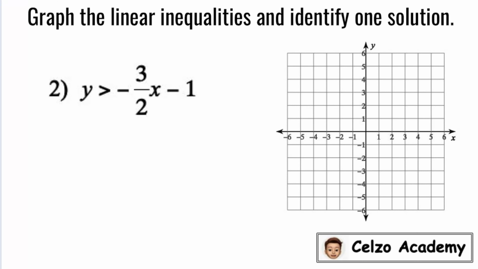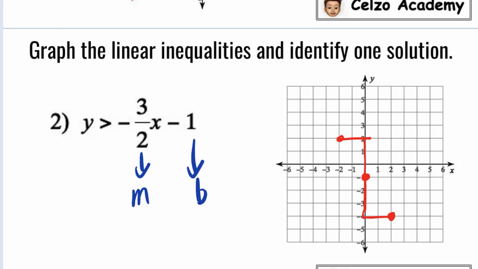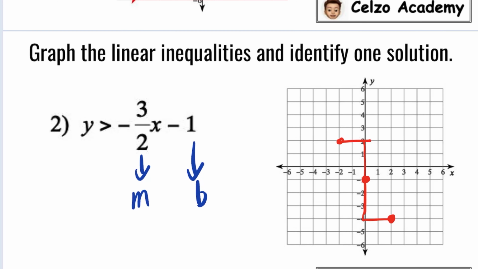This inequality is in the format of slope-intercept form, so the slope is negative 3/2 and the y-intercept is negative 1. Graphing this inequality, we will begin with the y-intercept negative 1. Now graphing the slope negative 3/2, this means 3 down and 2 to the right. Also, you can do it 3 up and 2 to the left. Since we have a greater than, that means the graph should be a dashed line.